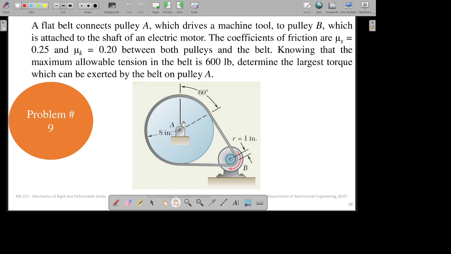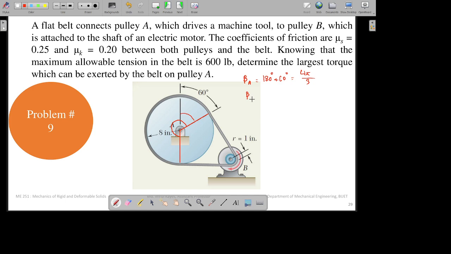For pulley A, let's find the value of beta. You can see the angle is this, and the second contact point, so the angle will be this, which is nothing but 180 plus 60. So beta A will be 180 plus 60, which is 240. That means 4 pi by 3, right?